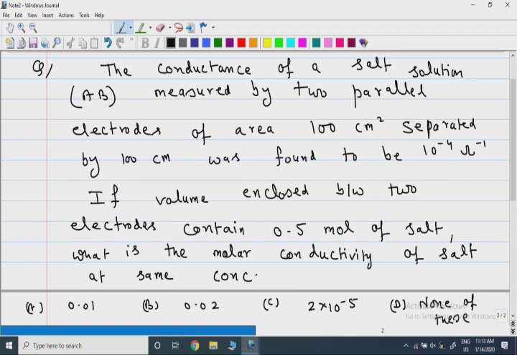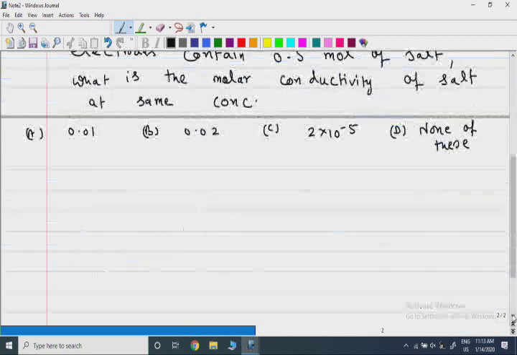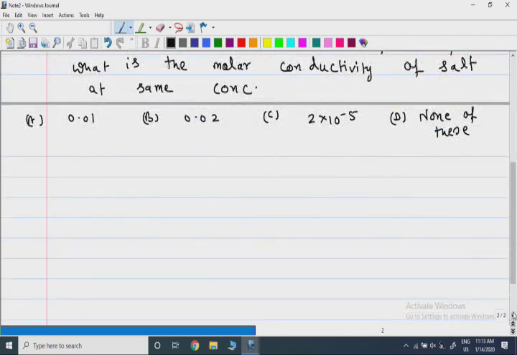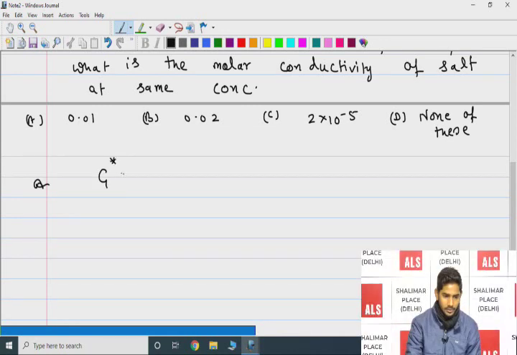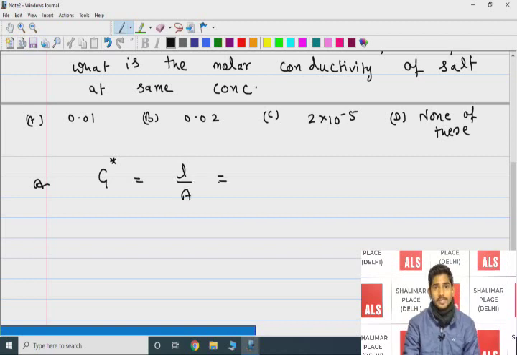Okay, so let's start with the solution, guys. Just look at your screen. Quite an easy question. Again, these are simply formula based questions, and yes, you will find these questions in your examinations as well. First of all, let's calculate the G star, which is nothing but l by A, the cell constant actually. l is given to us as 10 and area is 100. On solving, we will get 0.1.